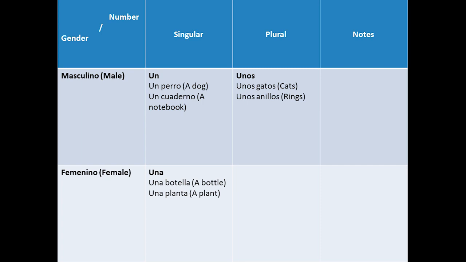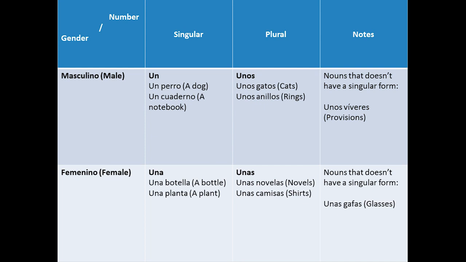For female words in singular form, we have una. For example, una botella, una planta. For female words in plural form, we have unas. For example, unas novelas, unas camisas.